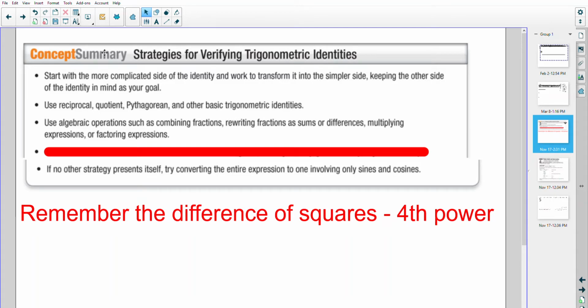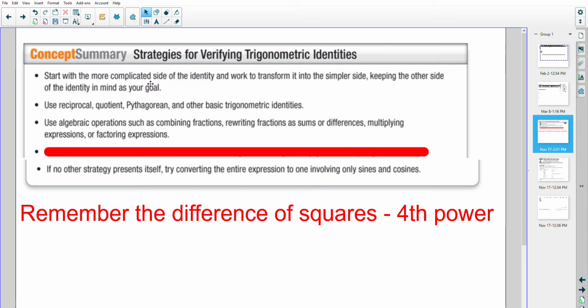In this lesson, we're going to verify trig identities, which means basically you have an equation and you have to pick one side, work with that one side to make it equal to the other side. You cannot do things to both sides in the proof. So here are some guidelines to help you with that.